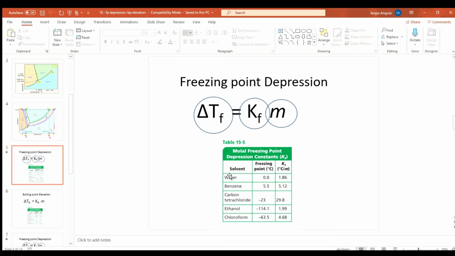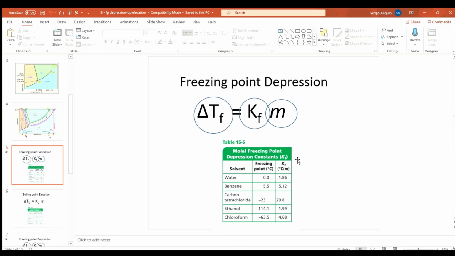And down here, I have a table which is found in your book also. It's table 15.5 in your book that has 5 different solvents. And this is just a limited table. There are many more solvents, but just to give you an idea. And this table has the identity of the solvent, the freezing point, so you know what temperature you could expect this thing to freeze at, and then the KF. This KF here, this last column, is the number that you use in your calculation.